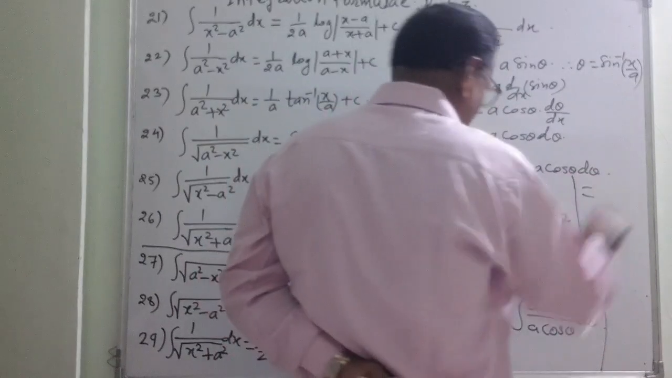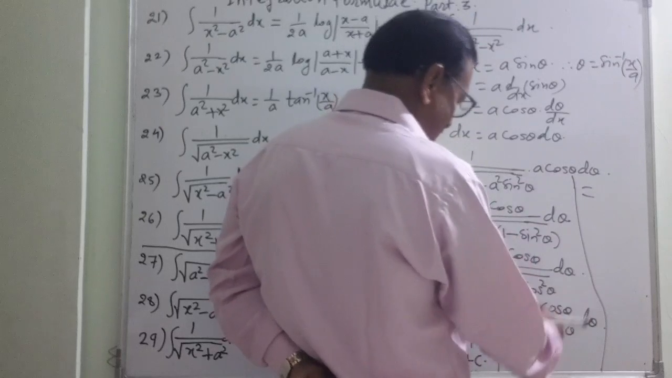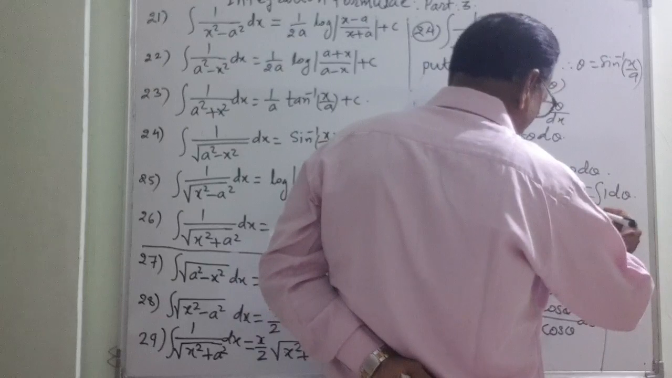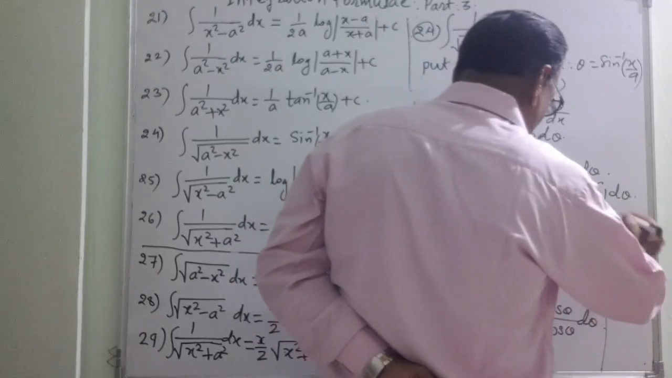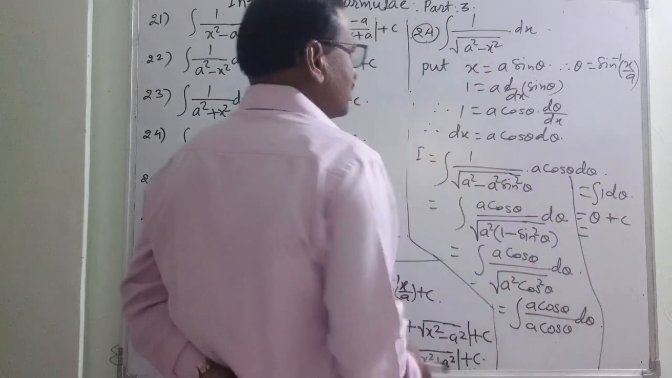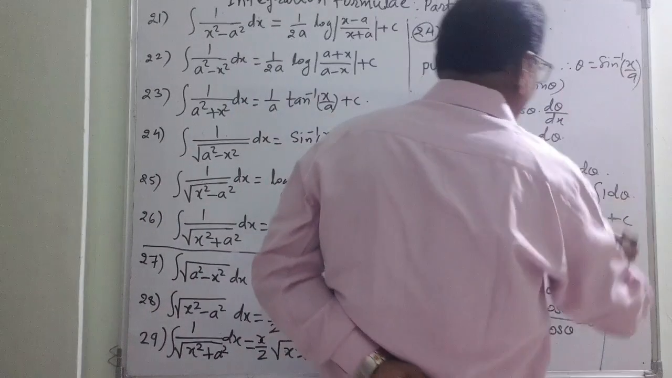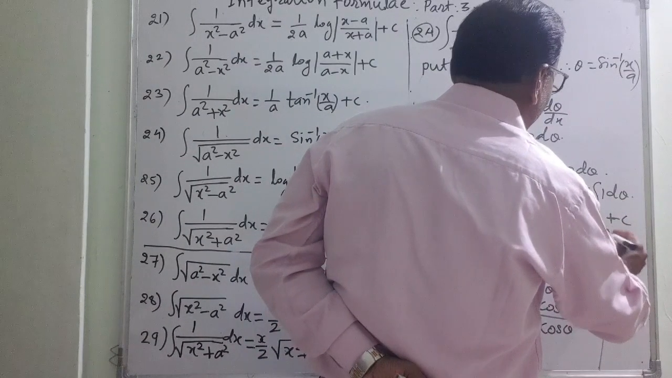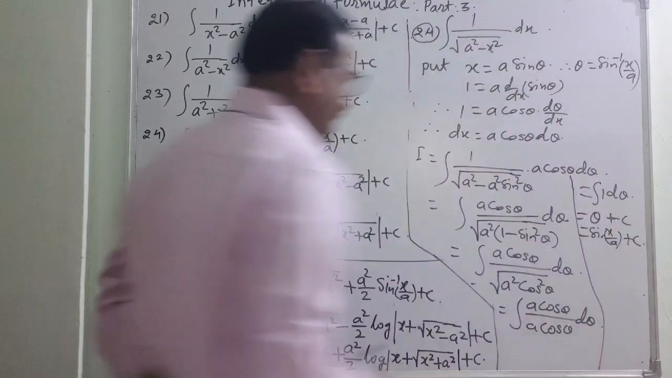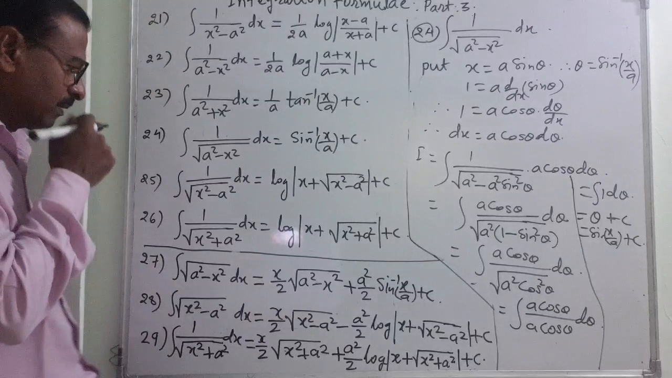Now this cancels, this cancels, this cancels, this cancels, integration of 1 d theta, and that is equal to theta. Plus the constant of integration is always there. That is equal to theta is what? Theta is sine inverse x upon a. Sine inverse x upon a plus c. This way this proof has been done.